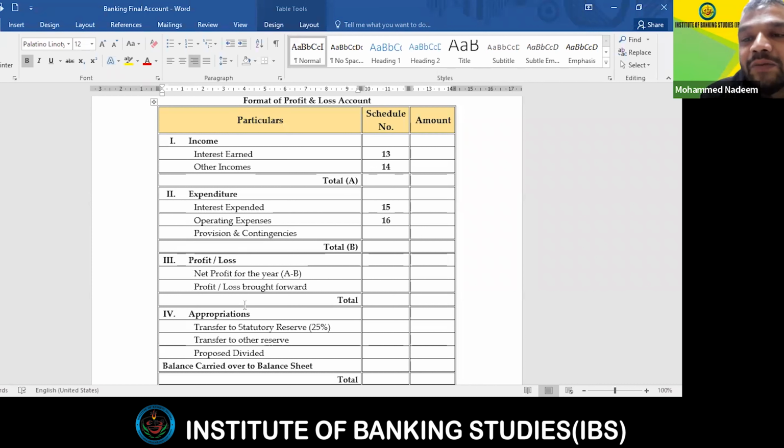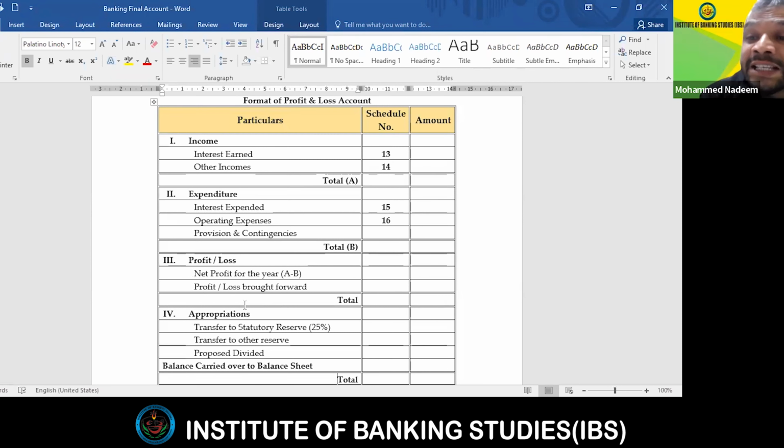Any confusion in this now? Other incomes: if you have made investments, you will get a return, interest, and that will be in other income. Locker rent, other income. Commission, other income. Commission from bank insurance, commission you are receiving. Transfer fees, income. All of this will come under the category of other incomes.